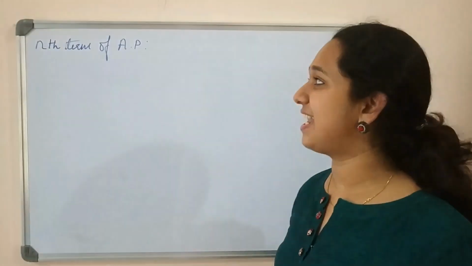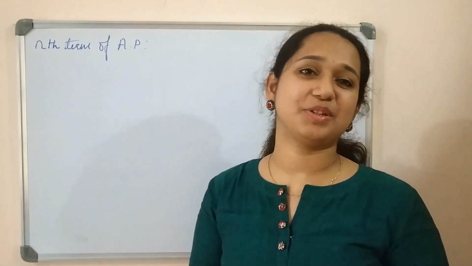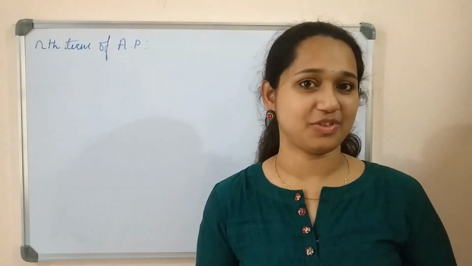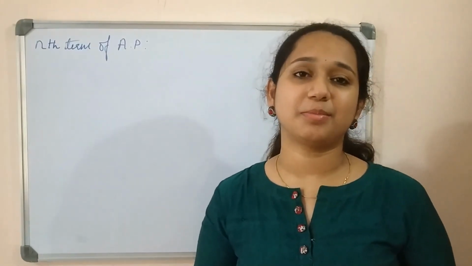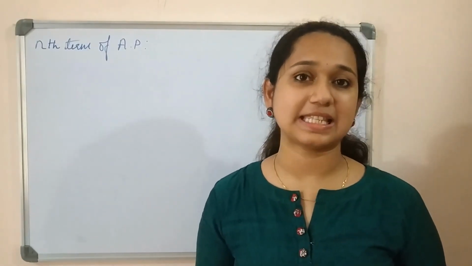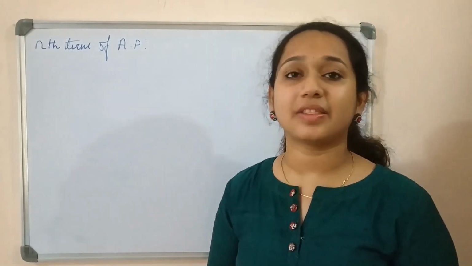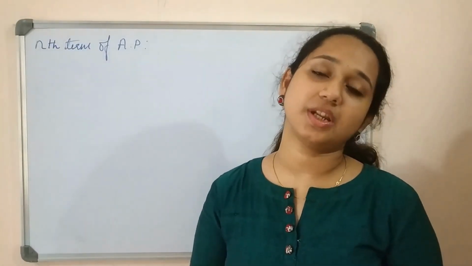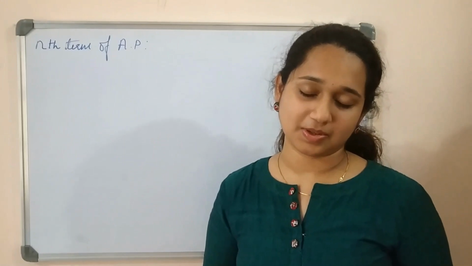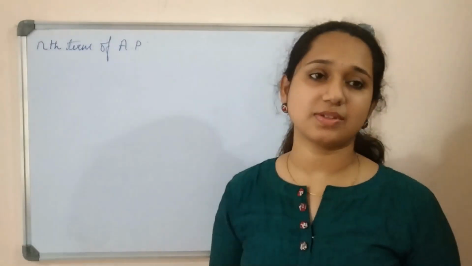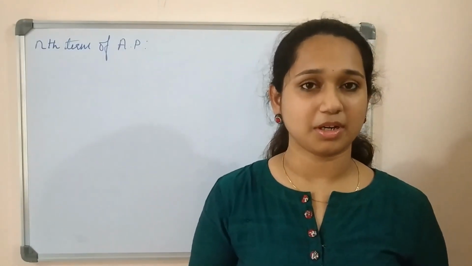Everyone, in the last lecture we studied what we mean by arithmetic progression, the definition of the arithmetic progression. Then we studied the first term and common difference. Then we studied how to get the general form of the arithmetic progression, and we solved a few problems on that. In today's class we're going to see how to get the nth term of the arithmetic progression.